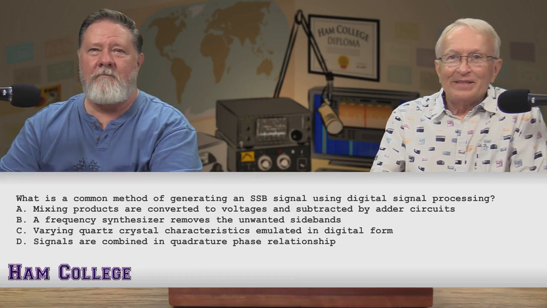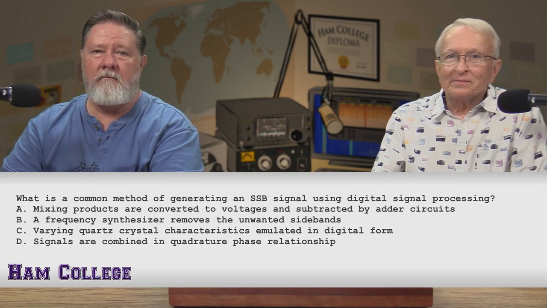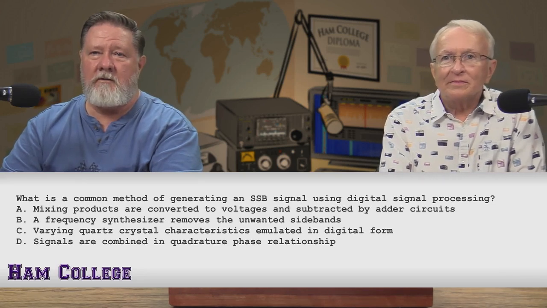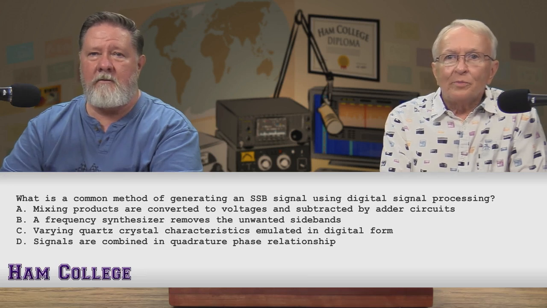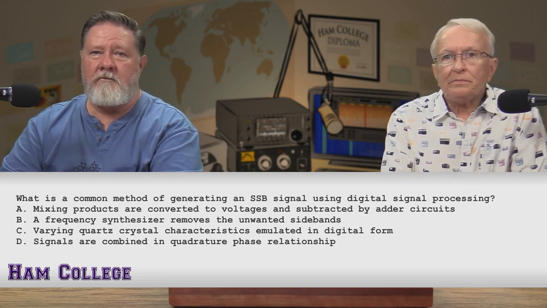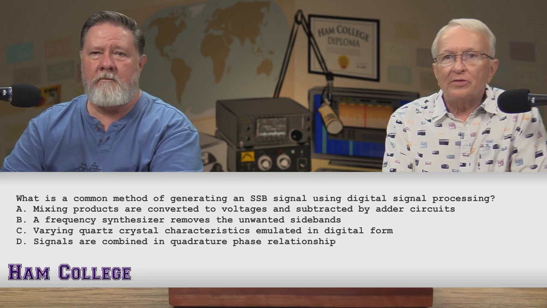What is a common method of generating an SSB signal using digital signal processing? A, mixing products are converted to voltages and subtracted by adder circuits. B, a frequency synthesizer removes the unwanted sidebands. C, varying quartz crystals characteristics emulated in digital form. Or D, signals are combined in quadrature phase relationship.